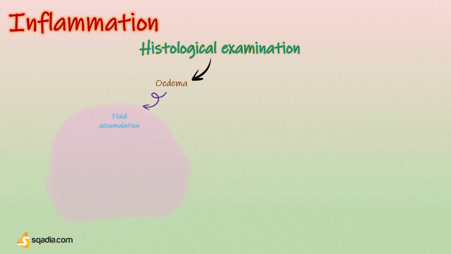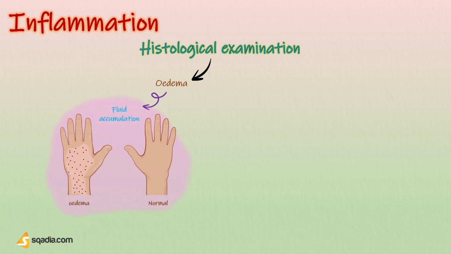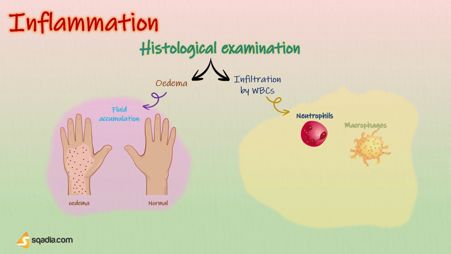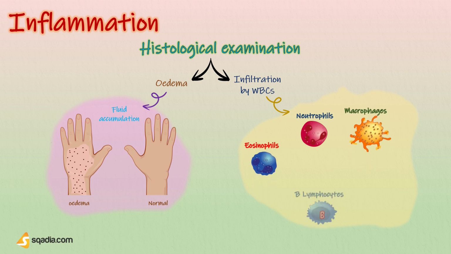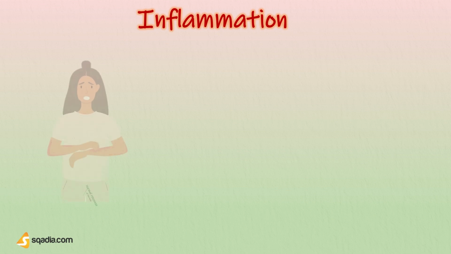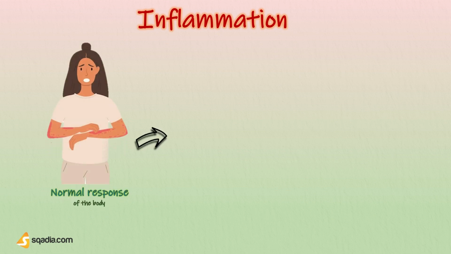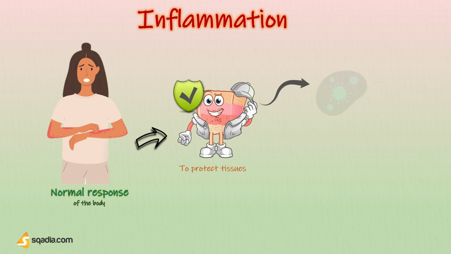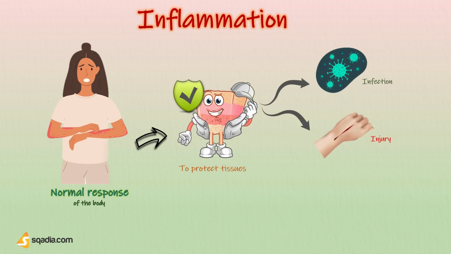Histological examination of inflammation suggests the presence of edema, that is, fluid accumulation at the site of inflammation, and the infiltration of tissues by white blood cells. Here, the type of white cells involved, such as neutrophils, macrophages, eosinophils, or types of lymphocytes like T or B lymphocytes, varies with each type of inflammation. So we can say, inflammation is a normal response of the body to protect tissues from infection, injury, or disease.